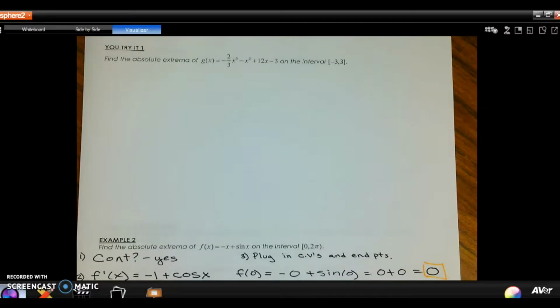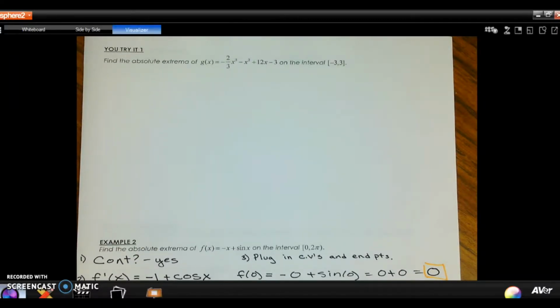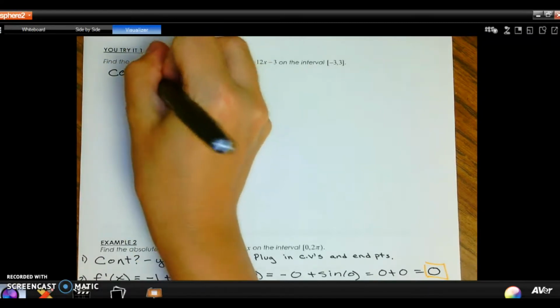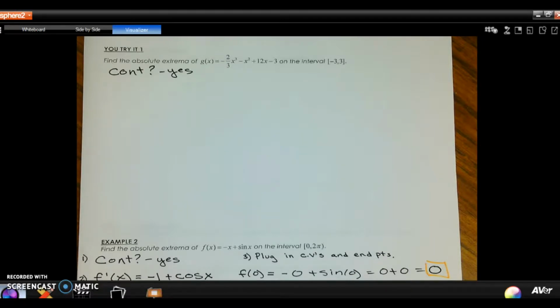All right, so let's take a look at this example here. Find the absolute extrema of g of x over the interval -3 to 3. The first thing we want to do is determine its continuity. And I can conclude that this is continuous. That's just a polynomial. Notice that there's not going to be any vertical asymptotes or anything that would make me nervous. So that is continuous. So I'll just write continuous, question mark, and I'm going to say yes. Okay, so that thing is going to be continuous.